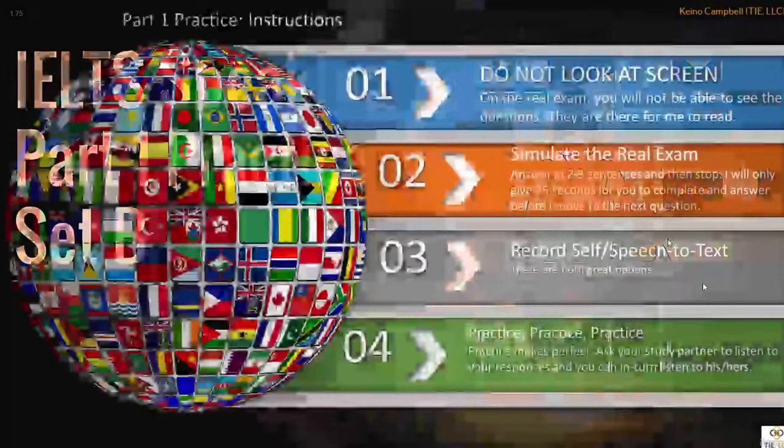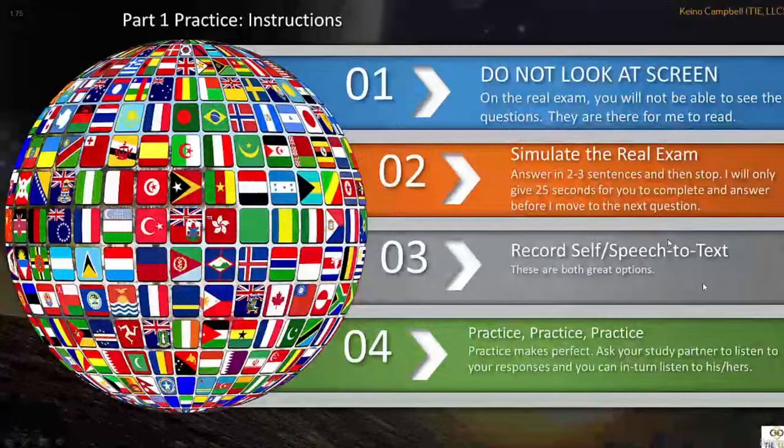So, first thing, don't look at the screen. On the real exam, you will not be able to see the questions. The questions will appear momentarily on the screen for me to read the question. You should not be looking at the screen. Turn the computer away from you. Listen to my voice. I'm going to say the question, and then you immediately go ahead and give your answer. Now, we're simulating the real exam.